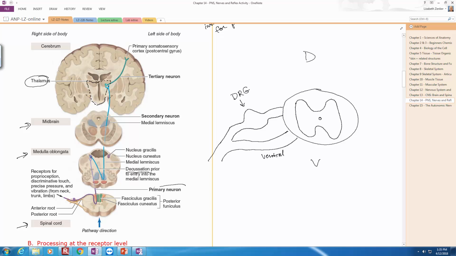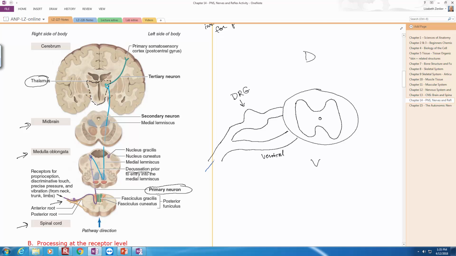So what they're trying to talk about on this picture here, primary neuron, that's the purple one here. I'll do blue. So purple neuron coming in, those are the receptors for proprioception, discriminative touch, precise pressure, vibration. I'll talk about those in a little more detail in a moment. But these are all sensory, right? And you guys know sensory comes in. These are afferent fibers, ascending, going up to the brain.